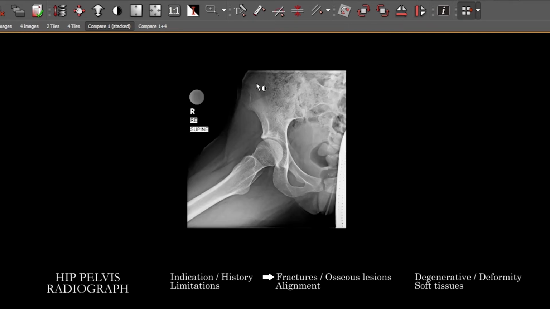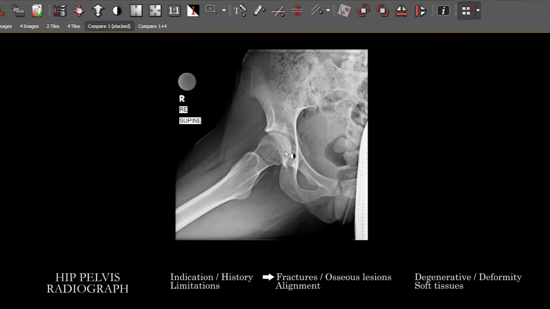And then you're going to do the same thing on the lateral view, being particularly careful at the acetabulum and the femoral head-neck junction, and then you're going to get another view of the remaining osseous structures, so just to be particularly careful there.